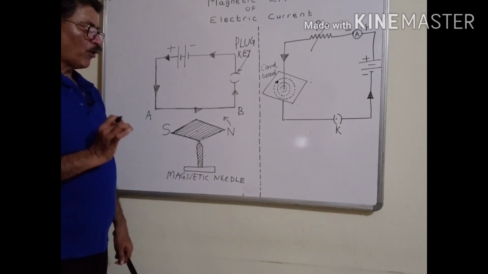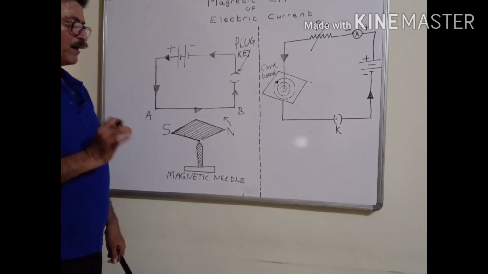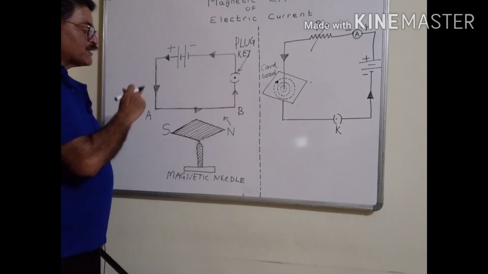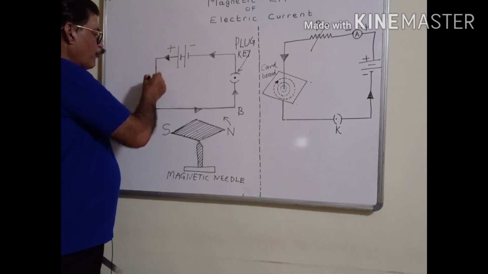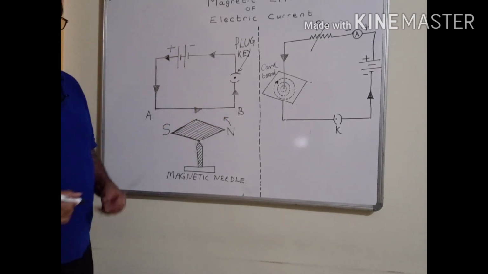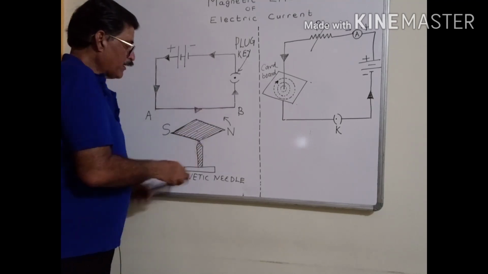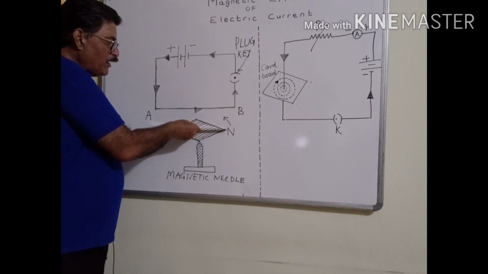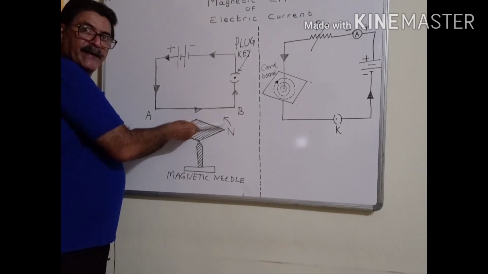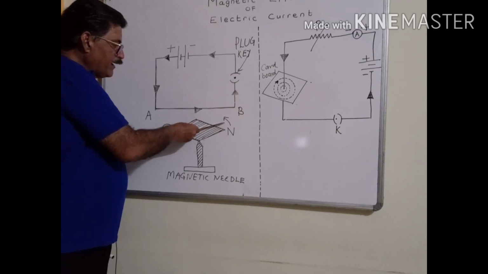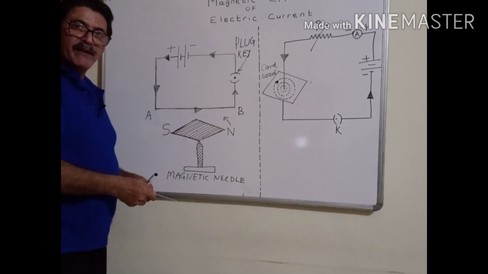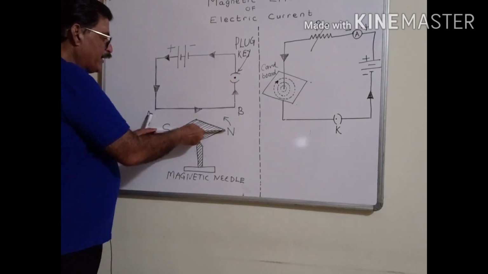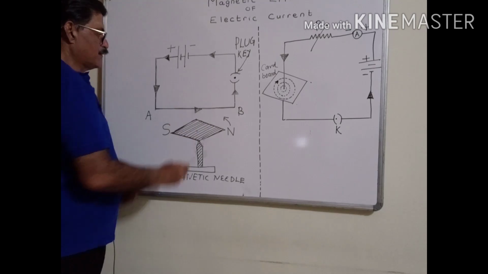Now let us check what happens when we insert the plug key. The moment you insert the plug key, the circuit gets completed and a current will start flowing from the positive terminal to the negative terminal. Now when you put on the plug key, you have to observe what happens to this compass needle. You will see that it gets deflected. Deflected means it will change its direction. As soon as you insert the plug key, the north pole of the magnetic needle will turn like this, right?